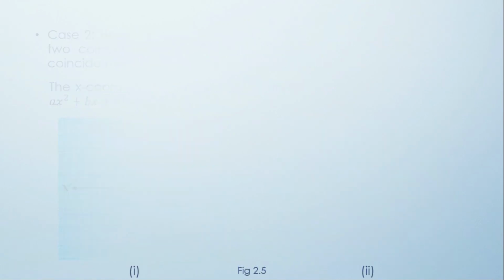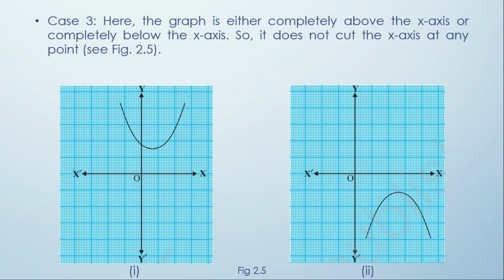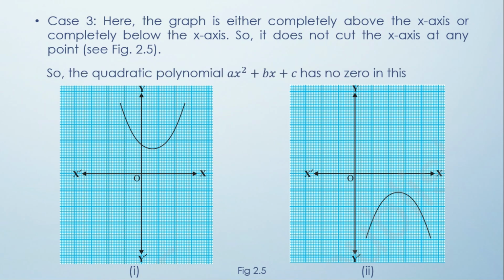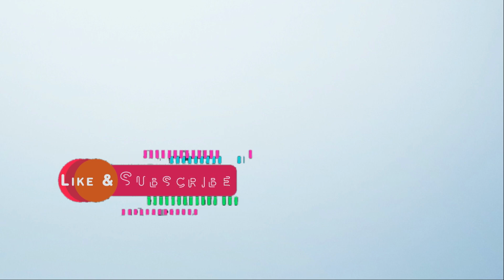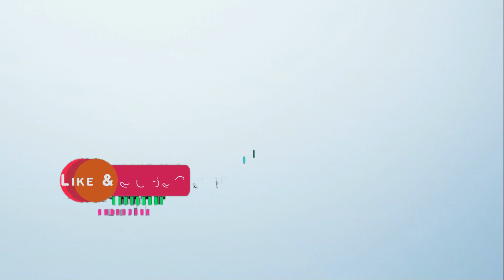And last, case 3. Here the graph is either completely above the x-axis or completely below the x-axis. So, it does not cut the x-axis at any point. So in this case, the quadratic polynomial ax square plus bx plus c has no zero. Now we have seen all the three cases geometrically, and we can now say that the quadratic polynomial can have either two distinct zeros or two equal zeros, that is one zero, or no zero. This also means that a polynomial of degree 2 has at most two zeros.